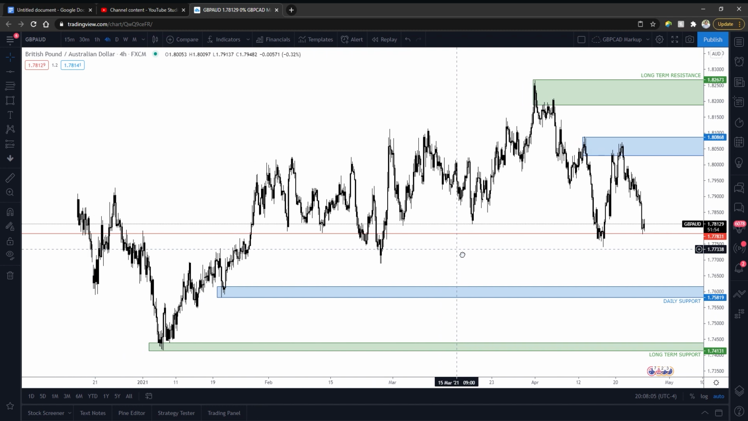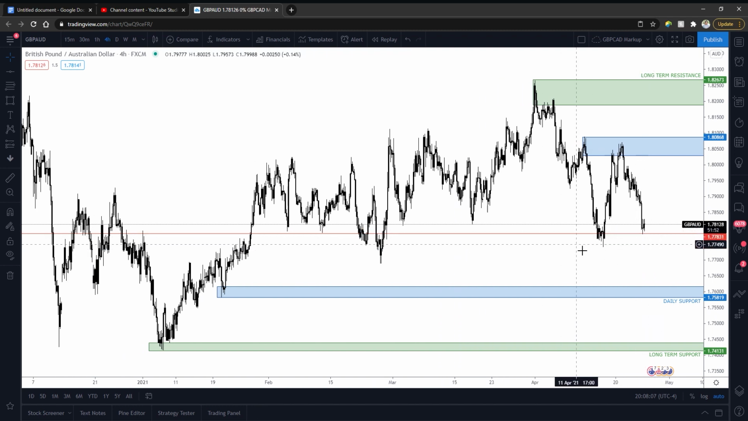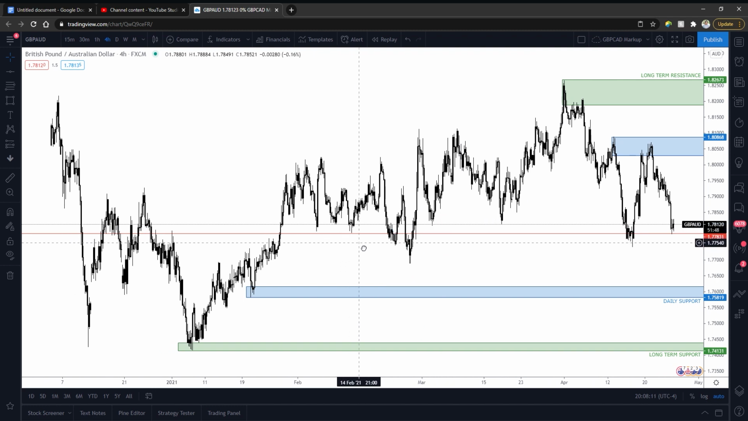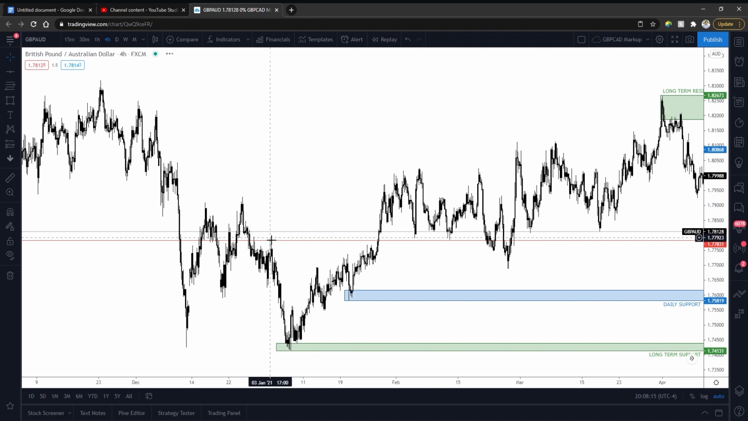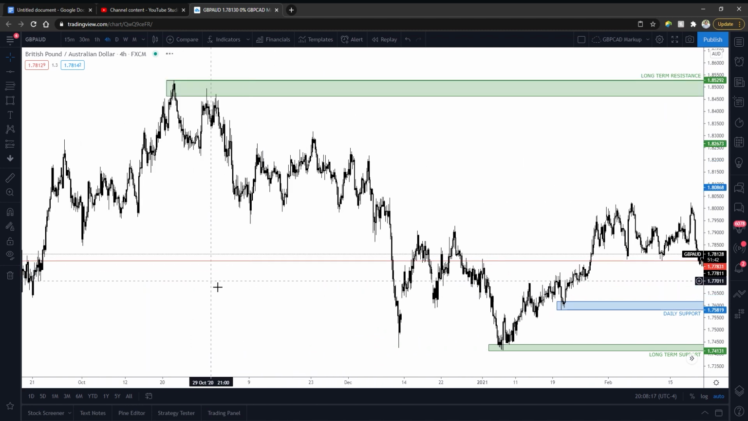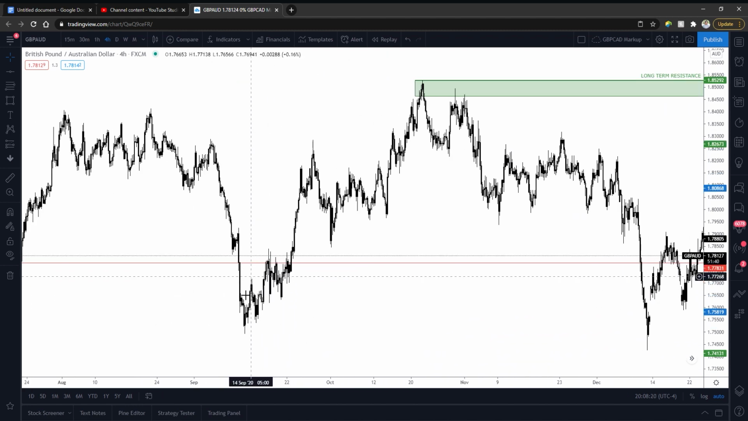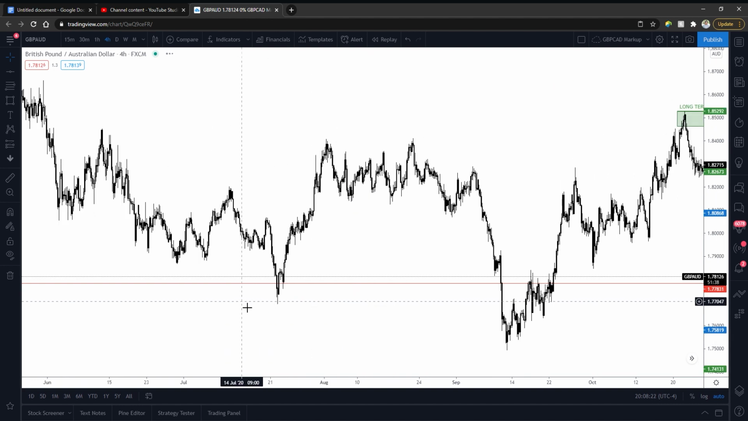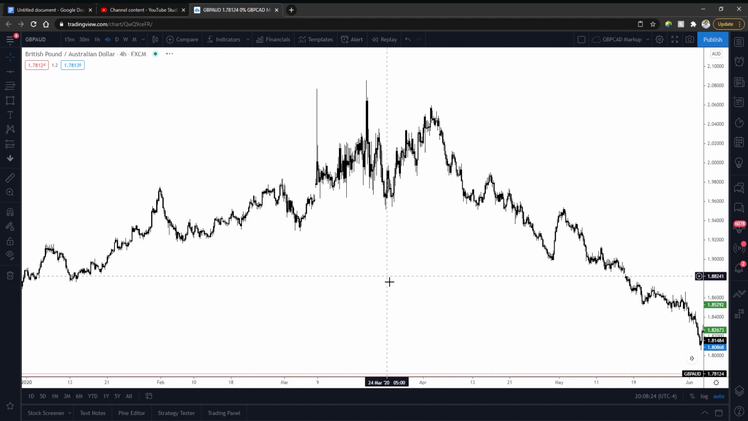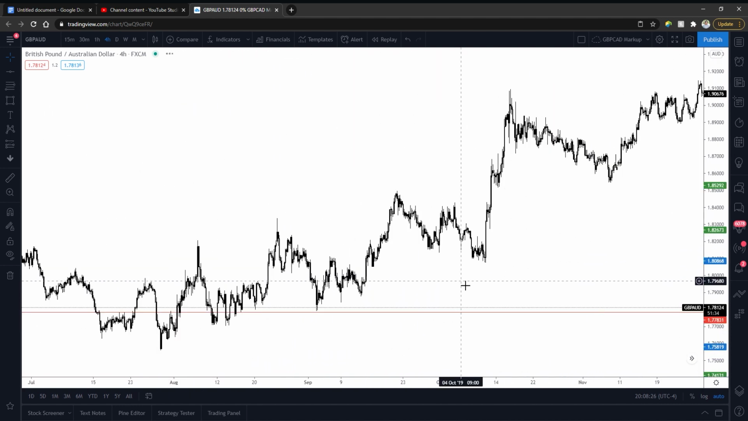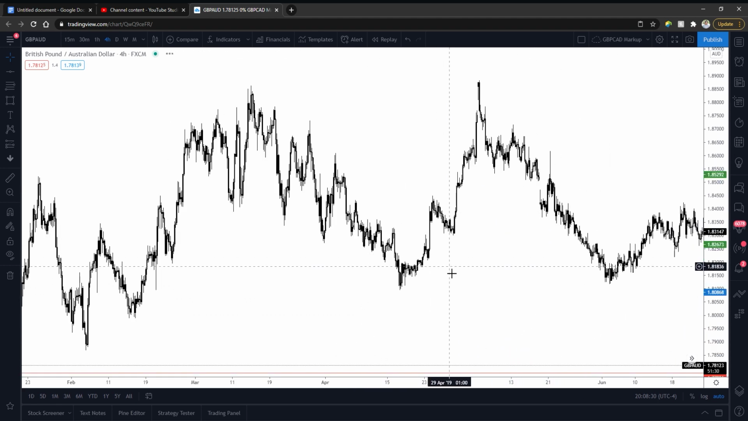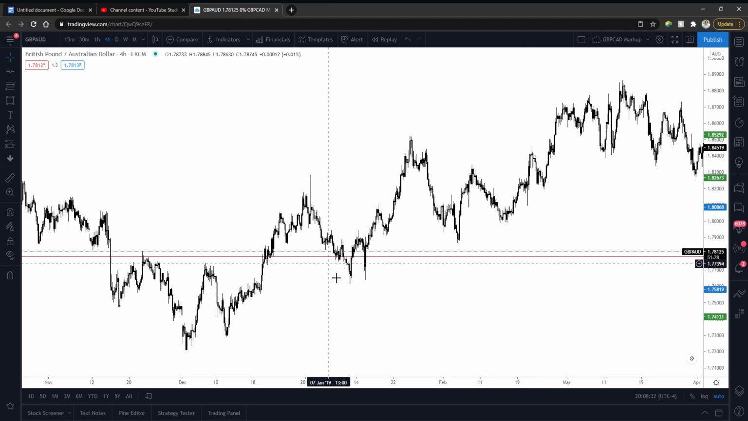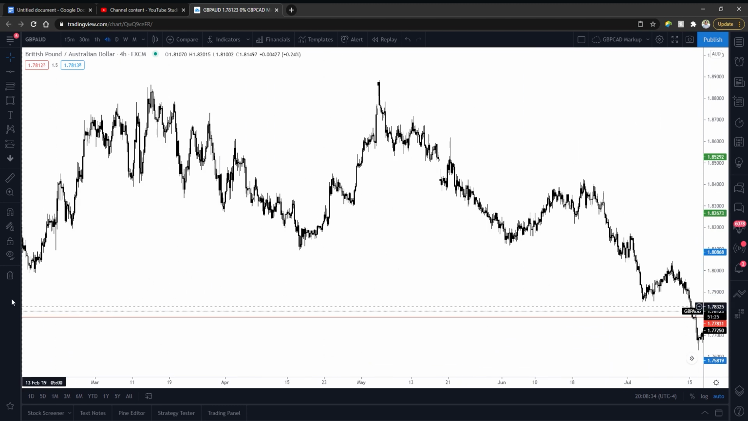Here it's proven to be support. It was also support here, even though it kind of broke through a little bit of a fake out. Support, support, resistance, resistance. So this is an area I want to pay attention to. I'm just trying to go back in time to see if this is resistance again. I definitely see support. Yeah, this is resistance. So this is a zone that I want to pay attention to.